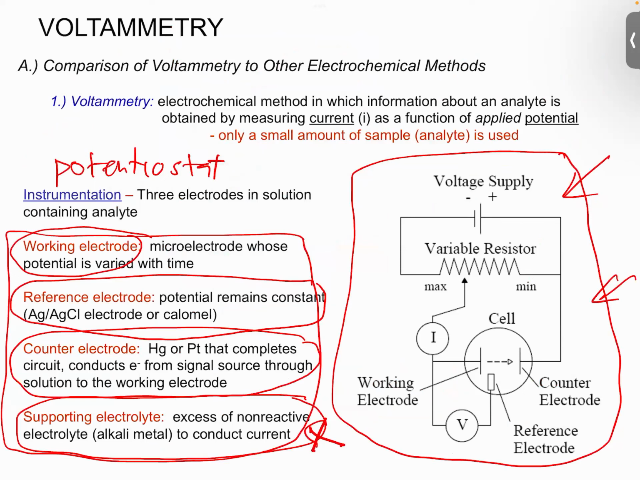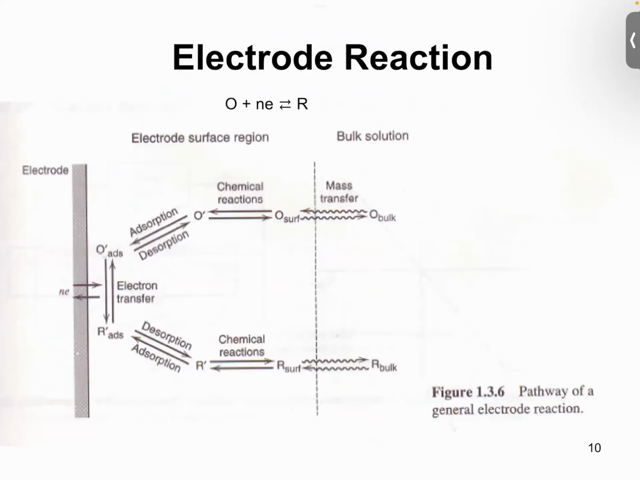There are many types of supporting electrolyte. We can use KCl, potassium chloride. We can use phosphate buffer solution. And there are many other types. Sometimes we have to do some study, because the analyte is probably suitable in potassium chloride or suitable in phosphate buffer solution. So we have to look at the suitability.